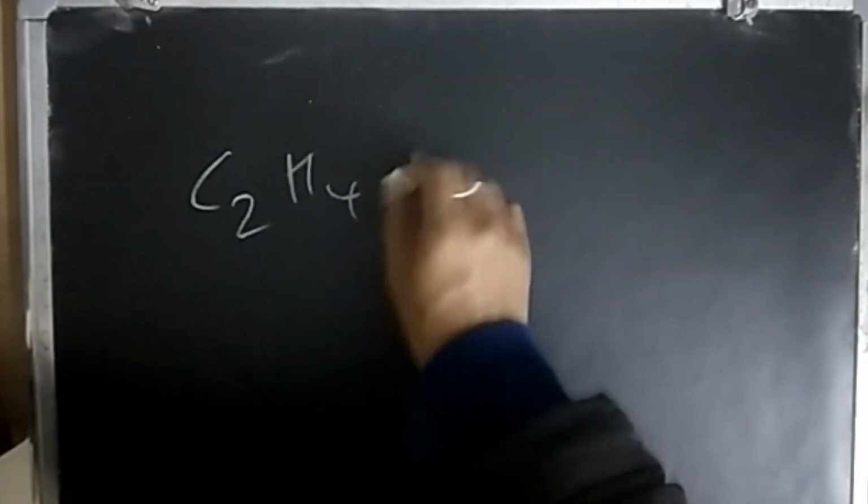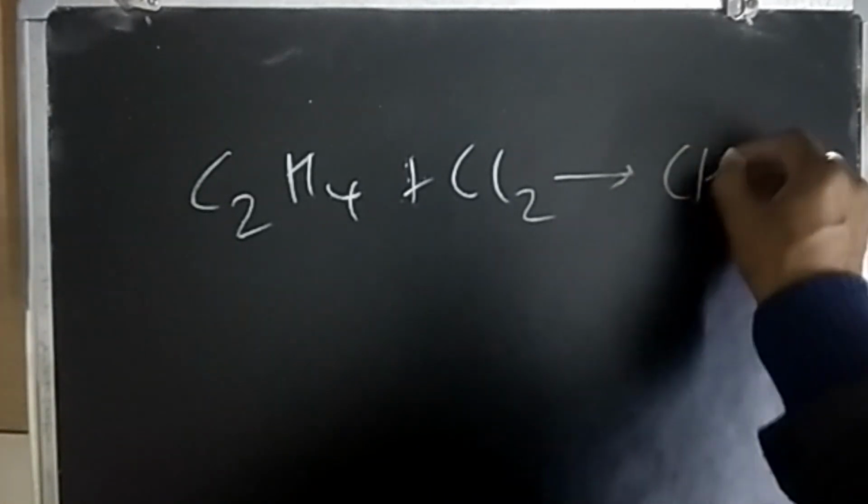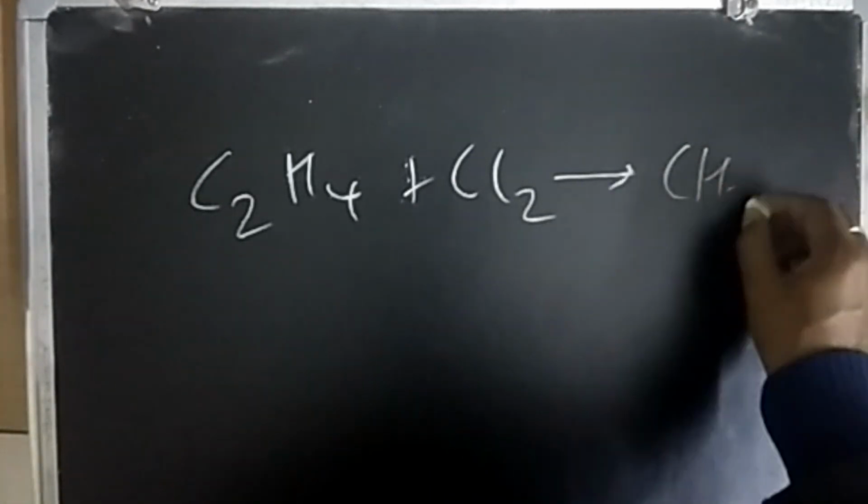Next, vinyl chloride. Vinyl chloride means ethene plus chlorine. I should write C2H3Cl.